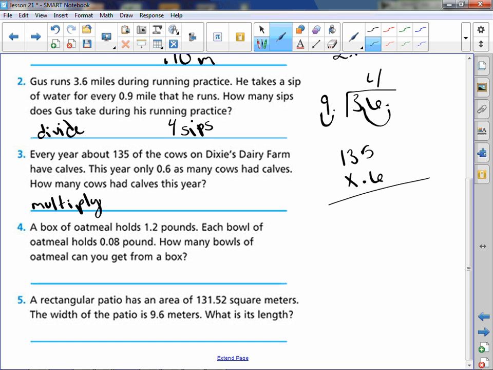Okay, so 6 times 5 is 30. Carry my 3. 6 times 3 is 18, plus 3, 21. 6 times 1 is 6, plus 2 is 8. Okay, and then we're going to go back and put our decimal in. One place over. So 81 cows had calves this year.